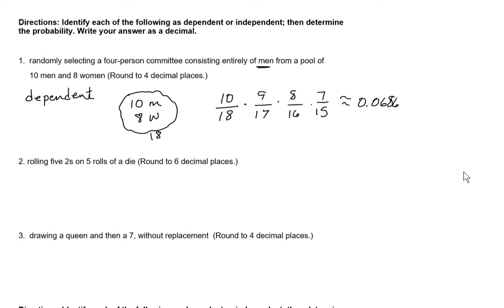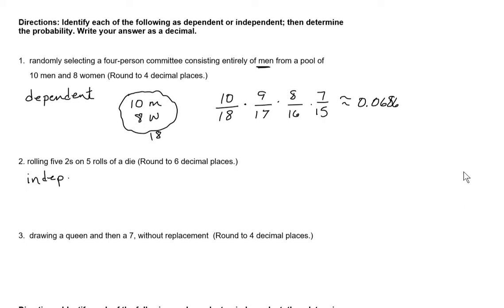Problem 2, rolling 2 5s on 5 rolls of a die. When I roll that first die, the first time I roll the die, it's not going to have any effect on what happens on my next roll. So I have independent events. I'm going to go ahead and just abbreviate that.